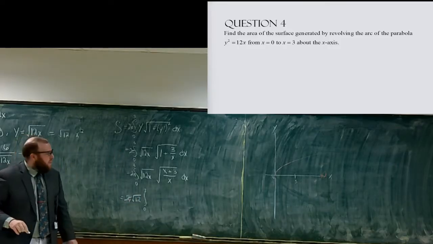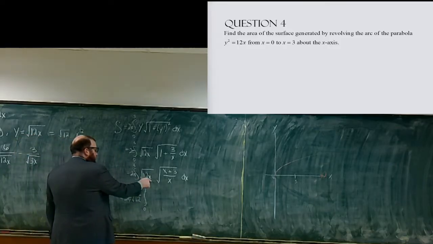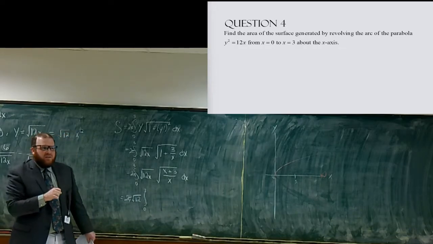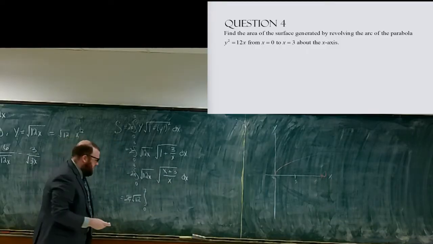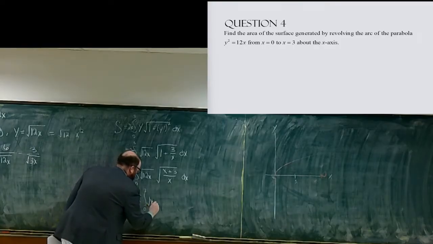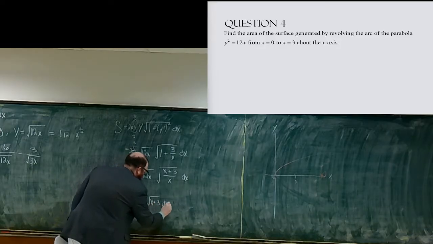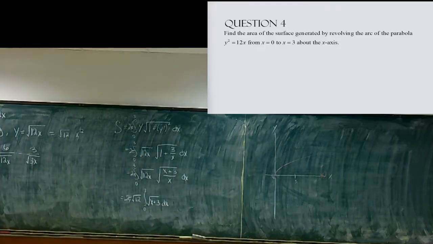Integral from 0 to 3. Well, look, I factored out square root of 12, right? I'm left with the square root of x. Here I have 1 over square root of x. They're going to cancel. All we're left with is the square root of x plus 3. This one is one of the very rare ones that works out quite nicely.